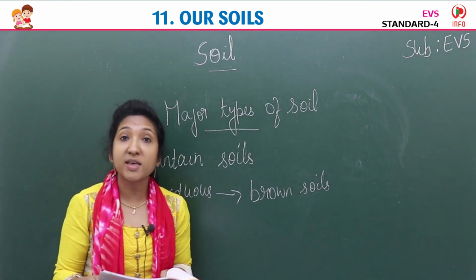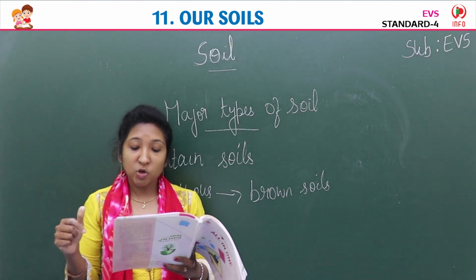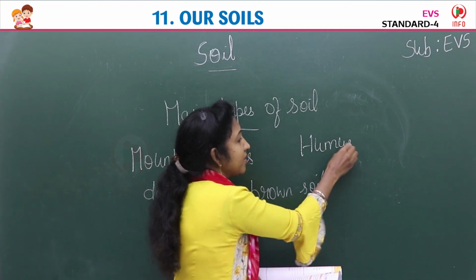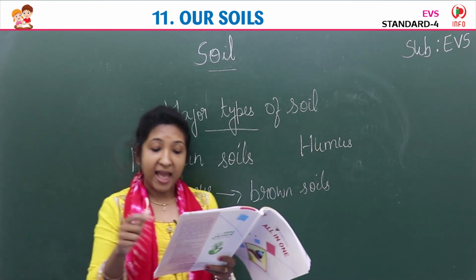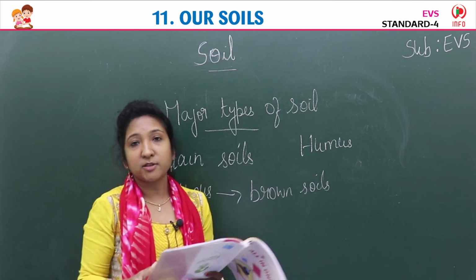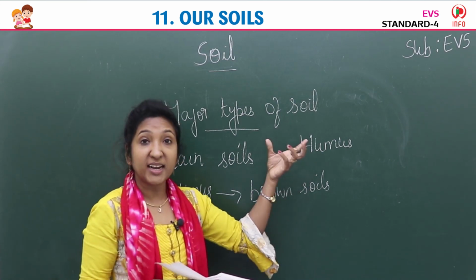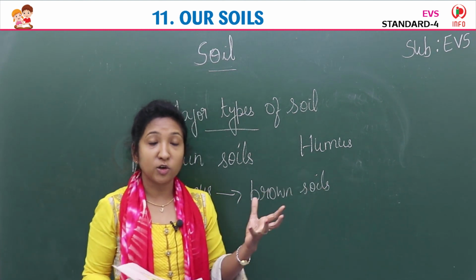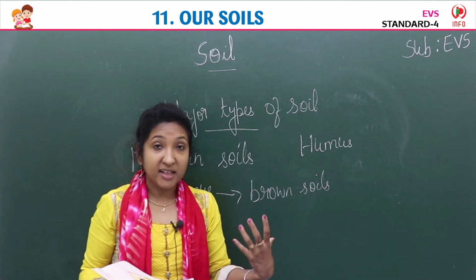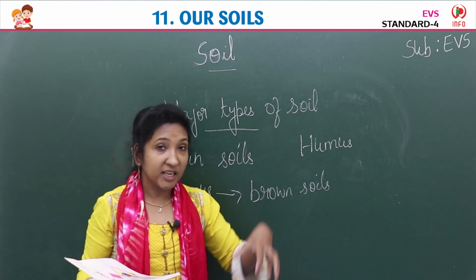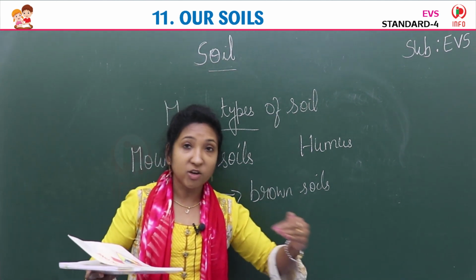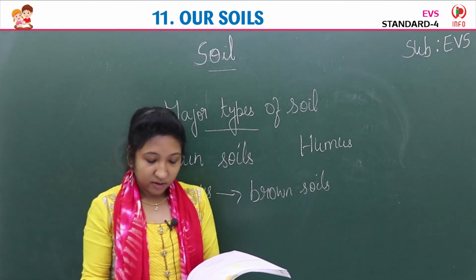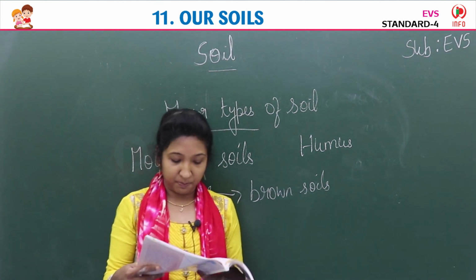They are rich in humus and deep. Humus means what? Humus is a very important thing. Humus is dead plants and animals that form part of soil. I told you when the plants die or animals die, they go deep inside the soil. They become a part of soil. That is called humus. So they are rich in humus and they are deep.